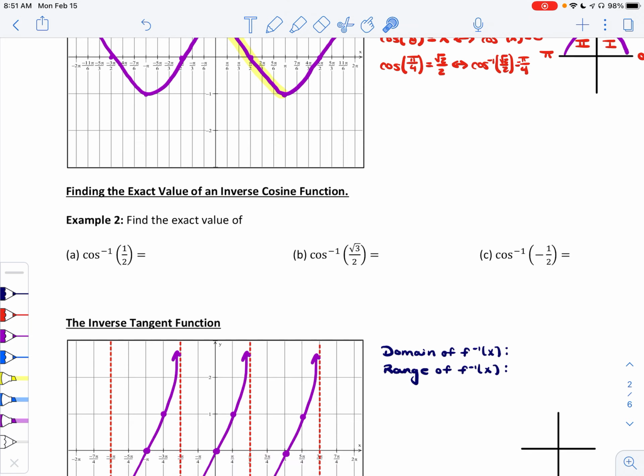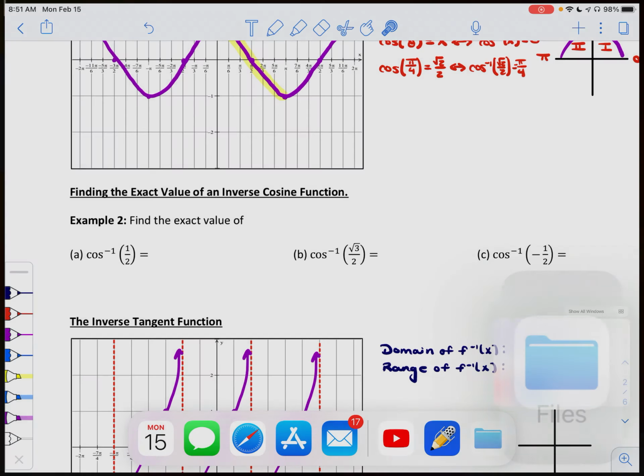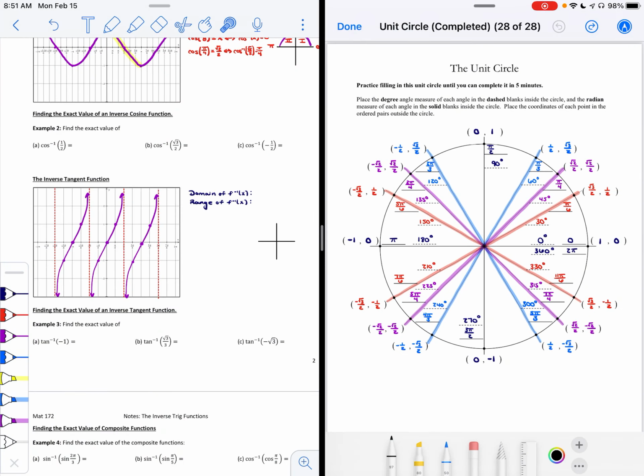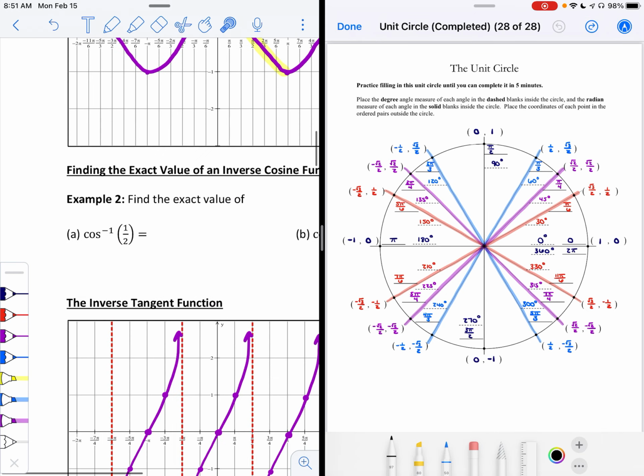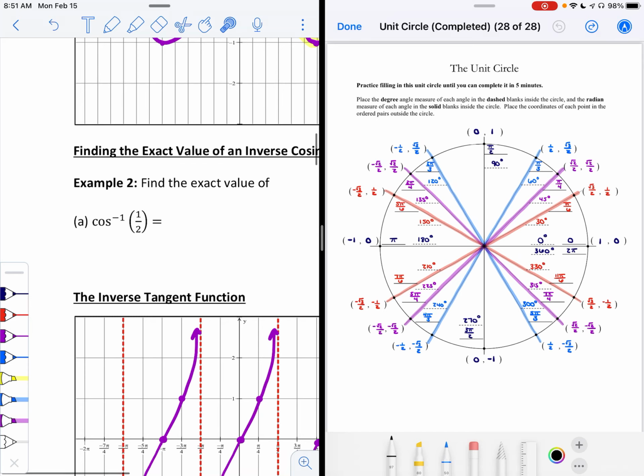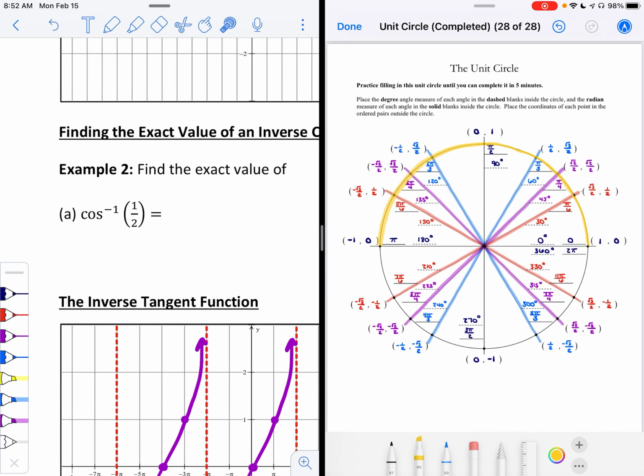Let me go ahead and pull up my unit circle. Oops, that's my tangent. Okay, so inverse cosine. We're looking to find the exact value. And for inverse cosine, we're just limiting ourselves to the top half of our unit circle. So we're just focusing on the angles between 0 and pi. So the inverse cosine, we're always going to be looking for an angle.